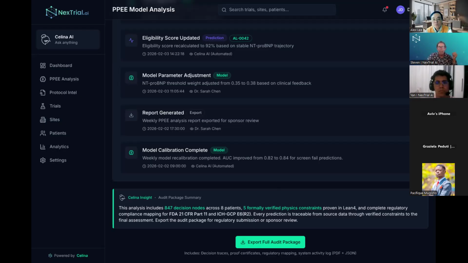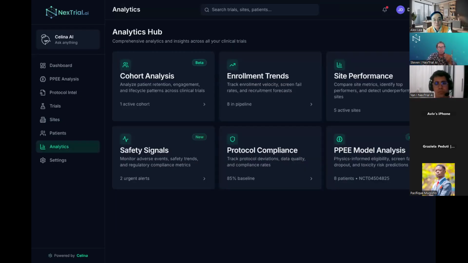So from the analytics hub here, you'll see a couple of other items alongside the PPE analytics. We've got the cohort, site performance, safety signals, enrollment trends. These are partner integration platforms like On-Time Trials, CleanMatch Go, CleanCove, and we're building that orchestration layer for clinical trial operations. We connect your existing tools, we don't replace them.